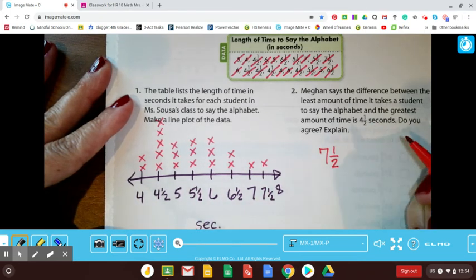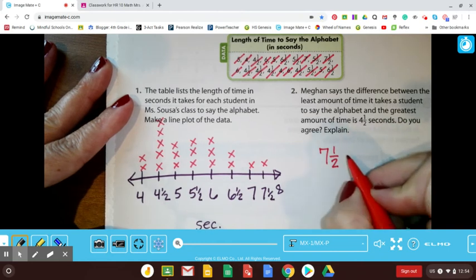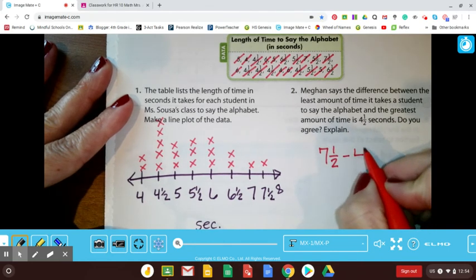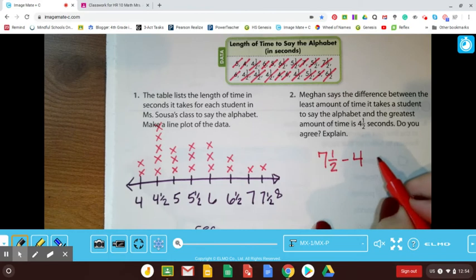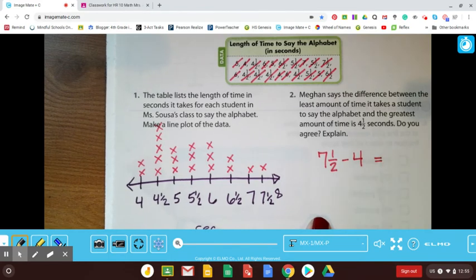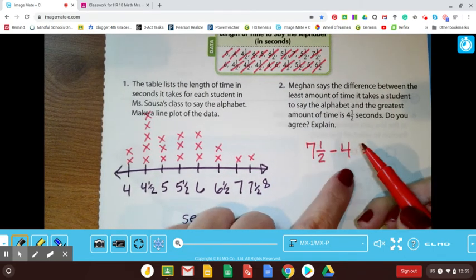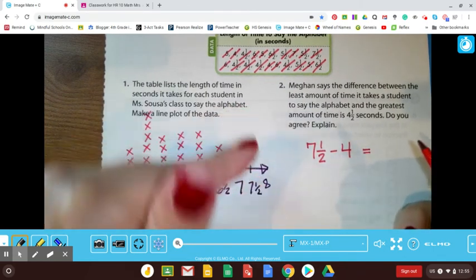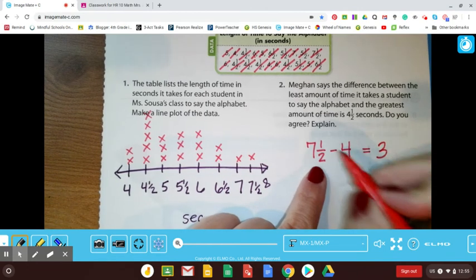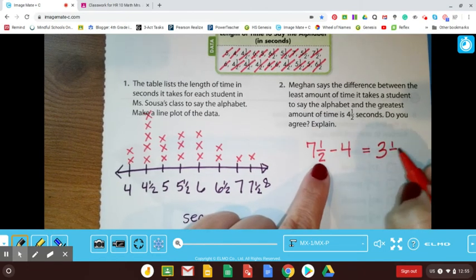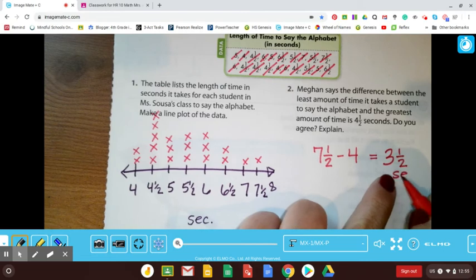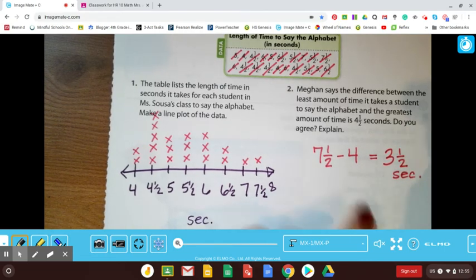You know, it would be fun to actually do it and see if these are realistic numbers. All right, so I have a 7.5 minus a 4. Can I do this? And is it easy to do? Yeah, I can do this. 7 minus 4, so 4, 5, 6, 7 would be 3. And a half minus nothing is a half. So my answer is 3.5 seconds.